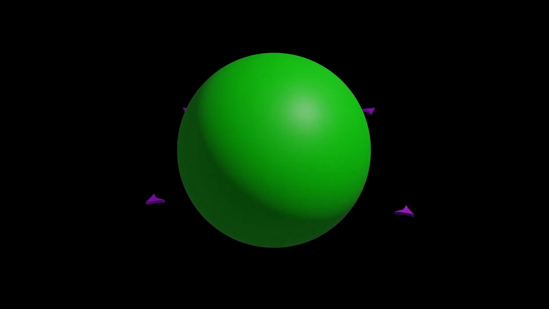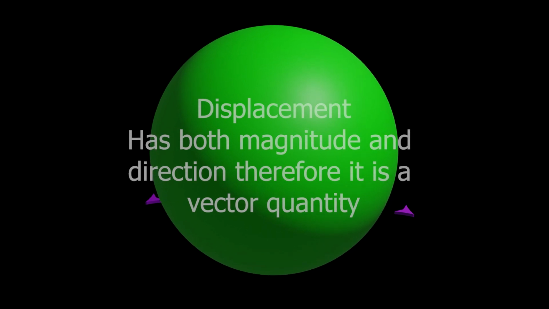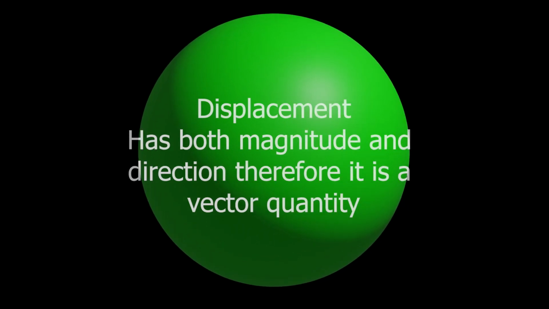But here's where it gets interesting. While mass is a scalar, let's introduce another concept: displacement. The movement of our green sphere as it grows is a vector quantity because it involves both magnitude and direction. So, as we marvel at the expanding mass, we're also acknowledging the vector nature of its displacement.